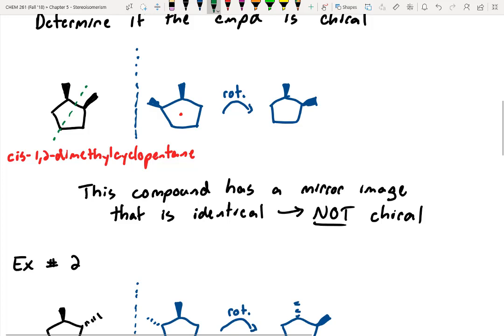Is there an example of something that has an internal mirror plane but is chiral? No. So the question was, is there an example of something that has a mirror plane but is chiral? No. Good question.